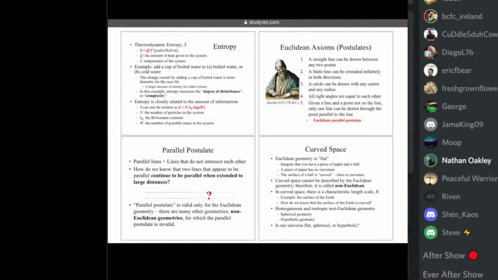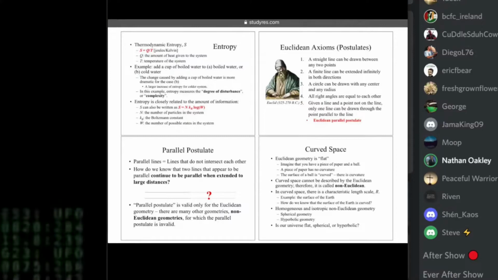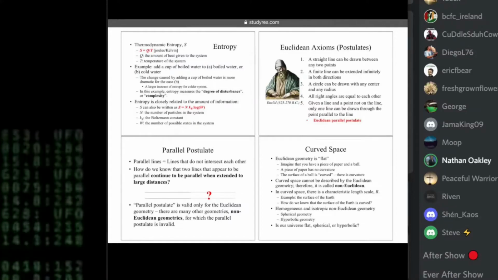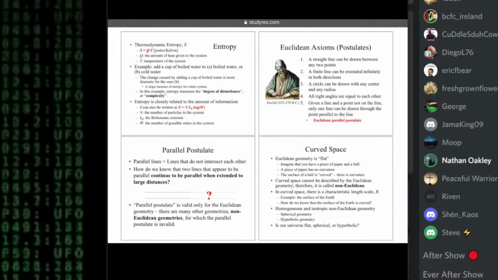So parallel lines are lines that do not intersect each other. That was what we saw in the first slide with the artificial horizon parallel to the celestial horizon, or the equatorial plane. The parallel postulate is valid only for Euclidean geometry. There are many other geometries, which are non-Euclidean geometry, for which the parallel postulate is invalid.